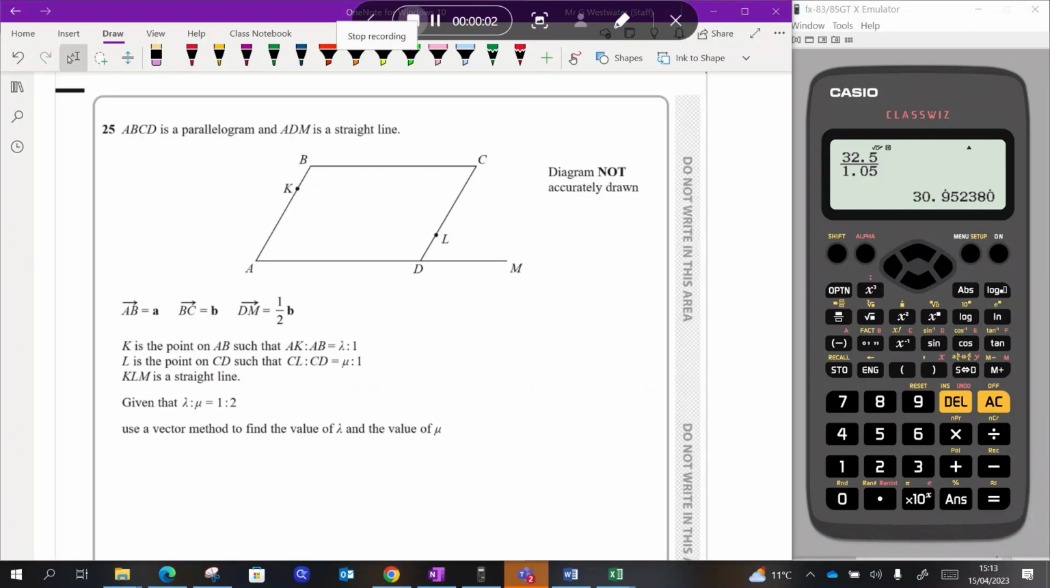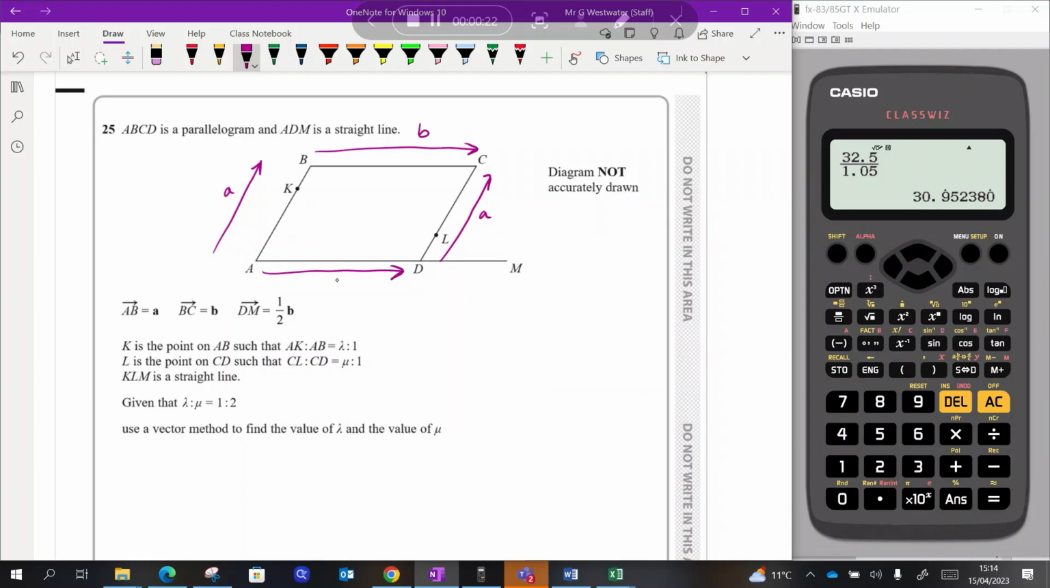Okay, on to the final question, and vectors. So this was one of the trickier vector questions that I've come across, but it is doable, so let's do it. Let's use all the information. I know AB is a, and therefore DC is also a, because this is a parallelogram. And similarly, here we've got b, we've got b, and we're told DM is a half b.